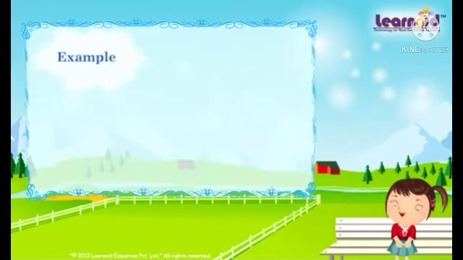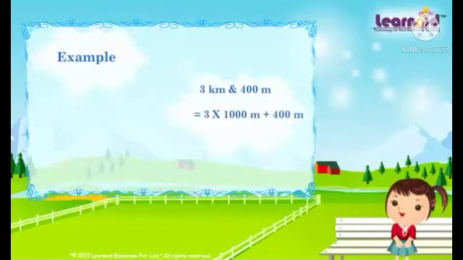For example, 6 kilometers, we have to convert it into meters. So if we multiply by 1000, that is 6 multiplied by 1000, it will be 6000 meters. Let's take another example, 3 kilometers and 400 meters. If we convert this into meters, we have to multiply 3 by 1000 and add 400 meters. So it will be 3000 meters plus 400 meters, that is equal to 3400 meters.